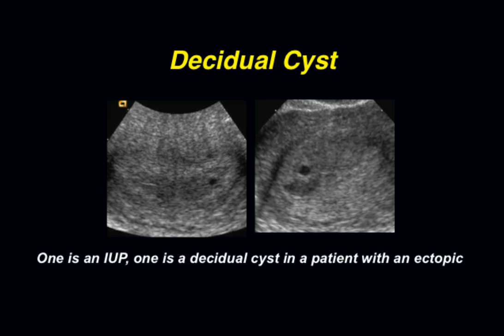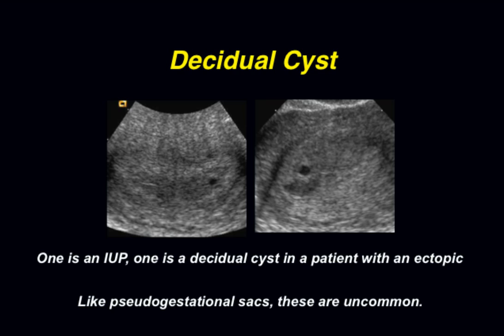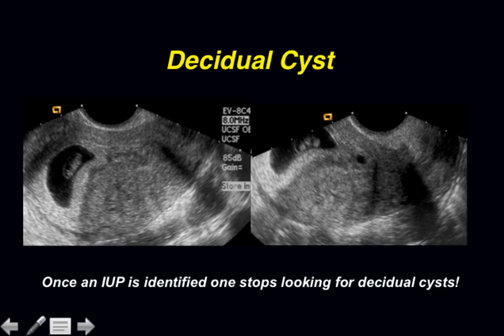Frankly, I can no longer remember which one of these two patients had a decidual cyst and which one had an intrauterine pregnancy. Importantly, however, normal intrauterine pregnancies are far more common than are decidual cysts. If one looks, it is not at all infrequent to see a decidual cyst in a patient with an unambiguous intrauterine pregnancy.